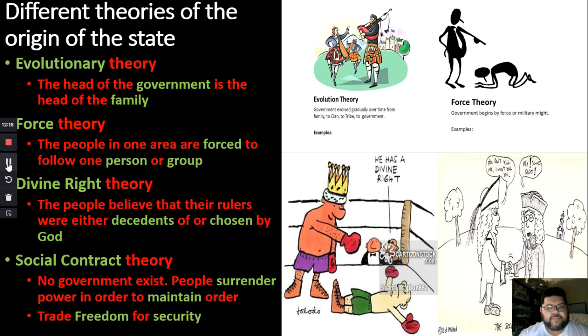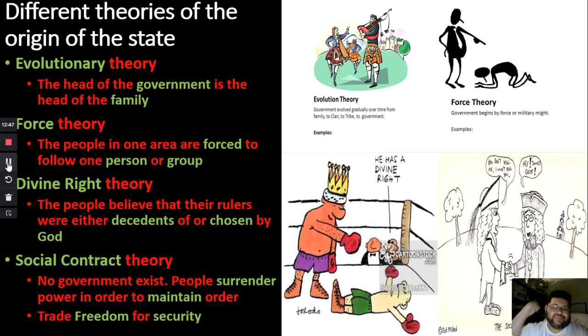You know, so that's where it comes to be, and especially in the Dark Ages, a lot of these rulers and kings truly believed that they could do no wrong because, oh, I'm related to God. God chose me, so I can do what I want, and that caused a lot of problems during the Dark Ages. Okay, the last one is the social contract theory.